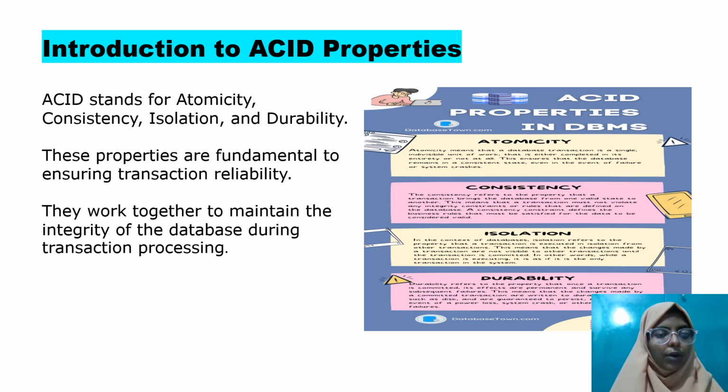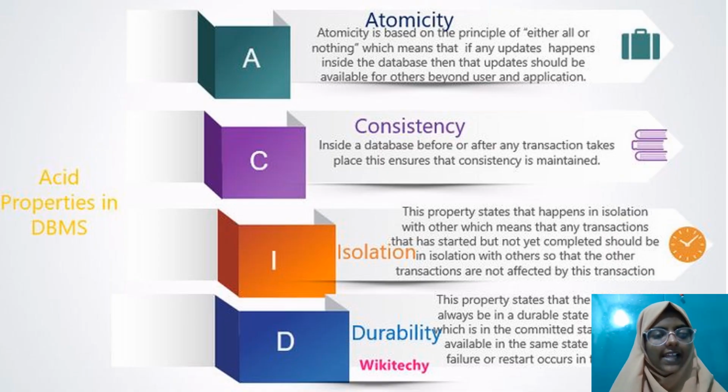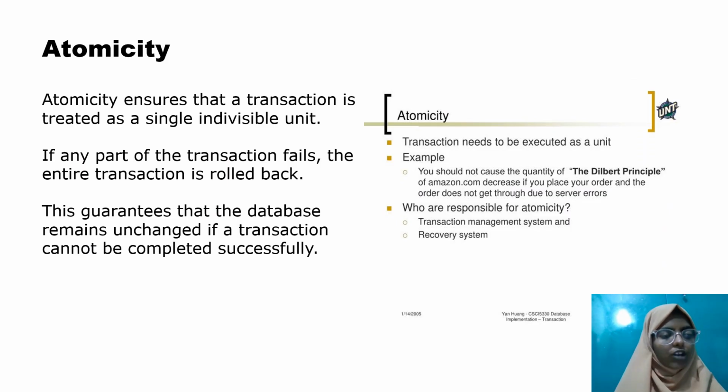Introduction to ACID properties. ACID properties are also known as transaction properties. ACID stands for A for atomicity, C for consistency, I for isolation, and D for durability. These properties are fundamental to ensuring transaction reliability. They work together to maintain the integrity of the database during transaction processing.